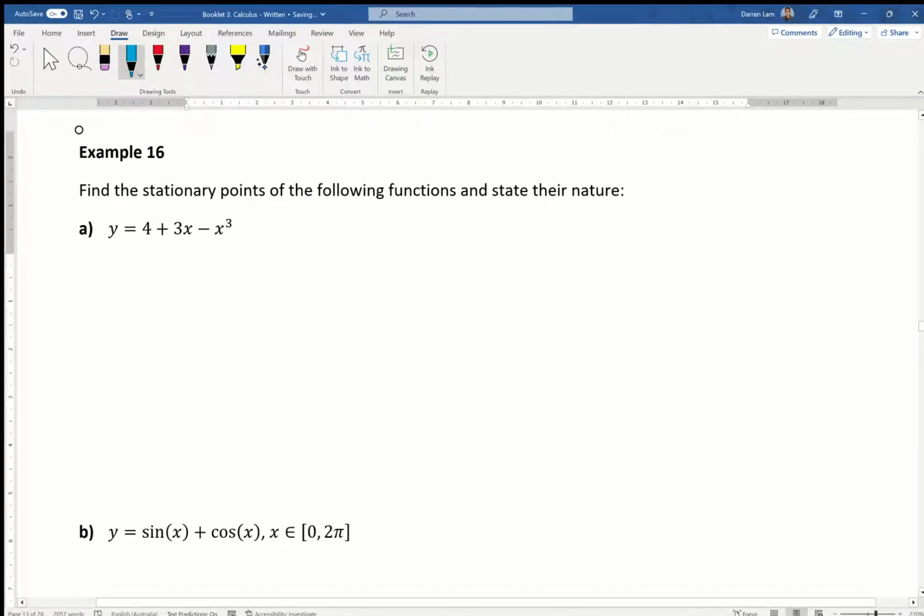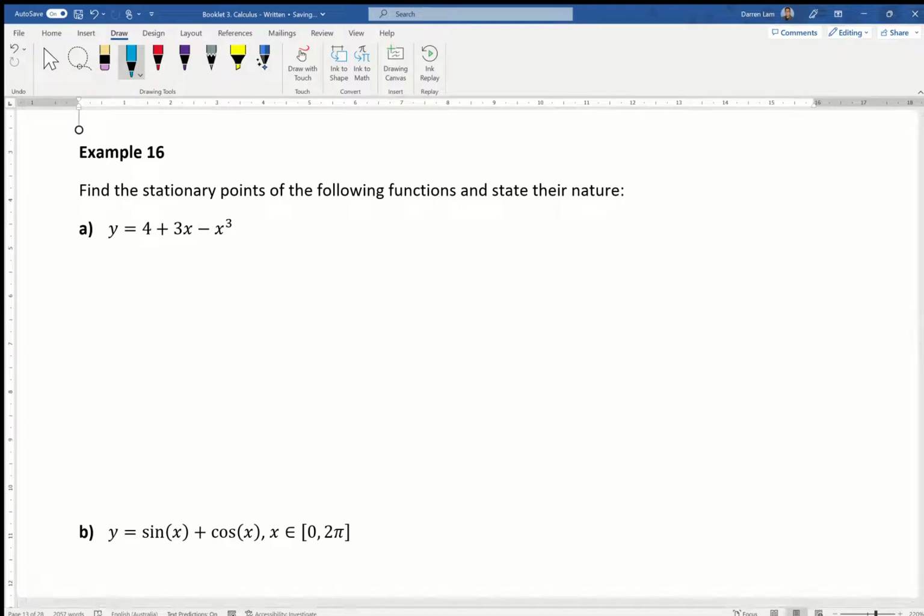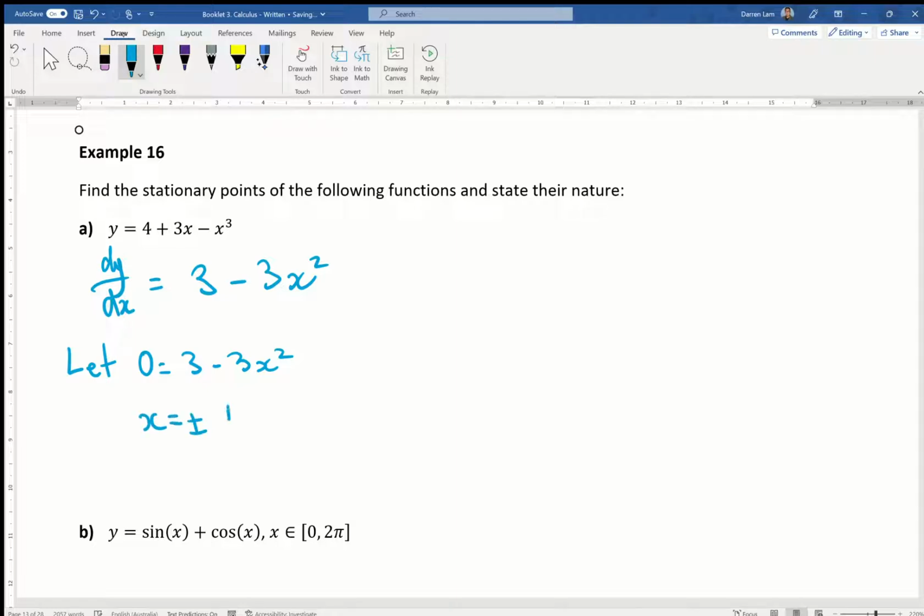Of course, because we know the gradient is represented by the derivative function, I'm going to first find the derivative. It's very straightforward. I'm just going to find dy/dx. No fancy stuff here. That's just going to be 3 minus 3x squared. Because we're looking for stationary points, I need to then let that equal 0. So 0 equals 3 minus 3x squared. I'm just going to quickly solve that. x gives me plus or minus 1. I'm going to add 3x squared on both sides, divide by 3, square root both sides, plus or minus 1.